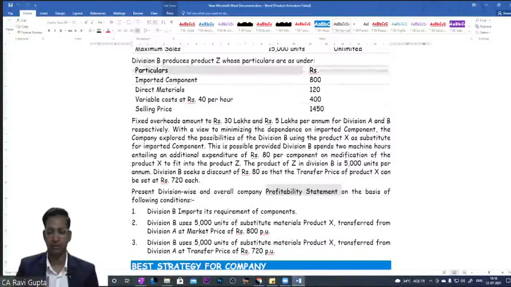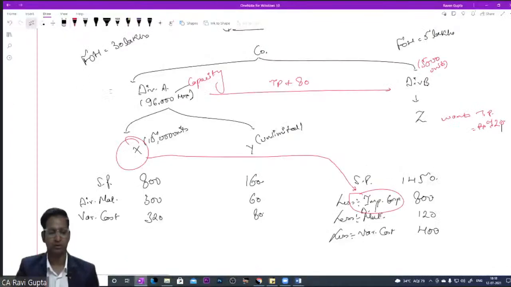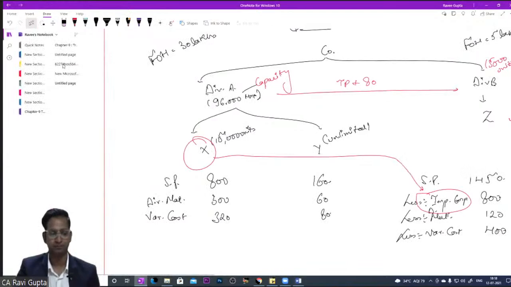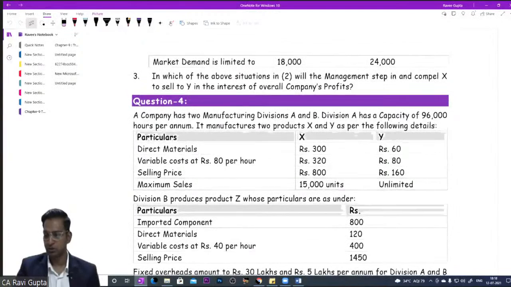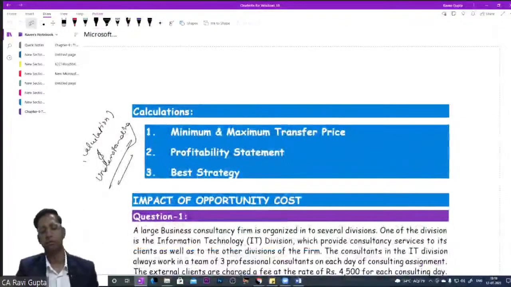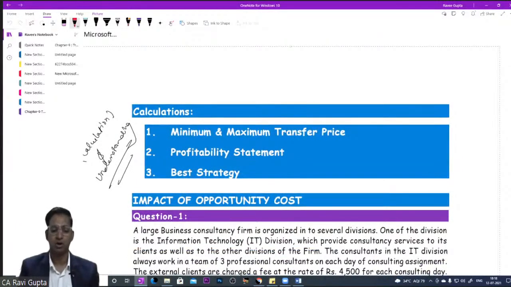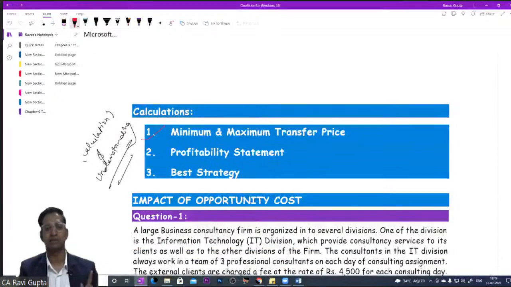So I have told you what the objective of this learning is. What is the objective of doing these questions? We need to learn three things. Number one, minimum and maximum transfer price. Number two is the profitability statement. We have already learned how minimum and maximum transfer price is calculated. Today we will be learning the profitability statement and best strategy situation, right? So this is what we are going to do in this question.